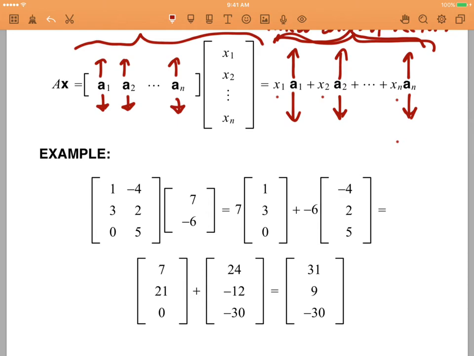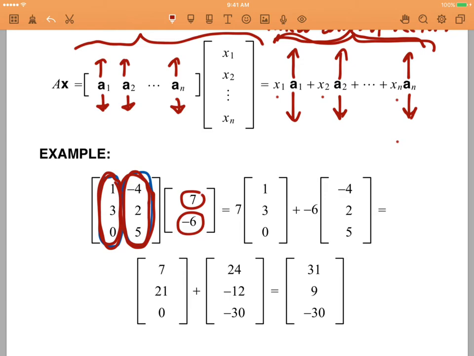So if we are given a matrix, and again, think about the columns of that matrix, and that matrix is multiplied by a set of weights, then the weights correspond to the columns. So the first column 1, 3, 0 here gets multiplied by the 7, and the second column, negative 4, 2, 5, gets multiplied by the negative 6. And that's exactly what happens next. So it's sort of like you take the 7, negative 6 and sort of rotate it sideways in a sense, and then put it in front of each column as the corresponding weights.